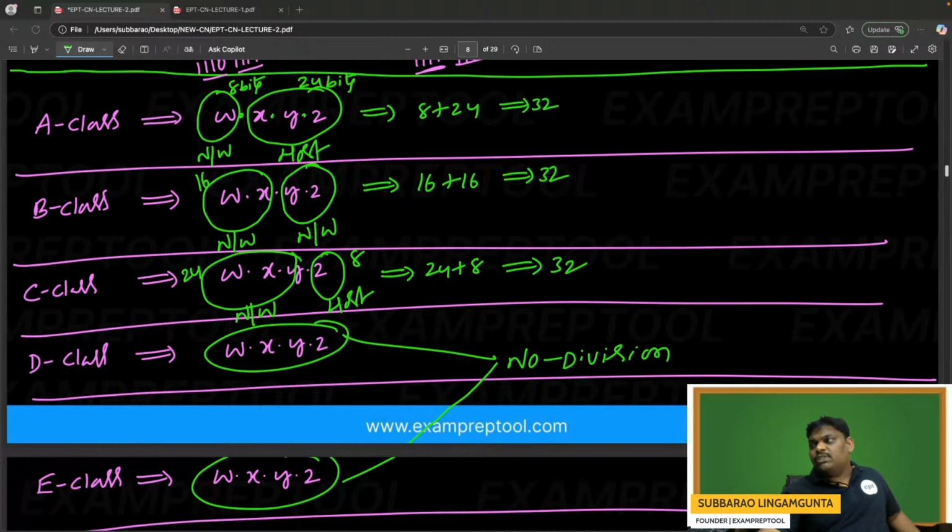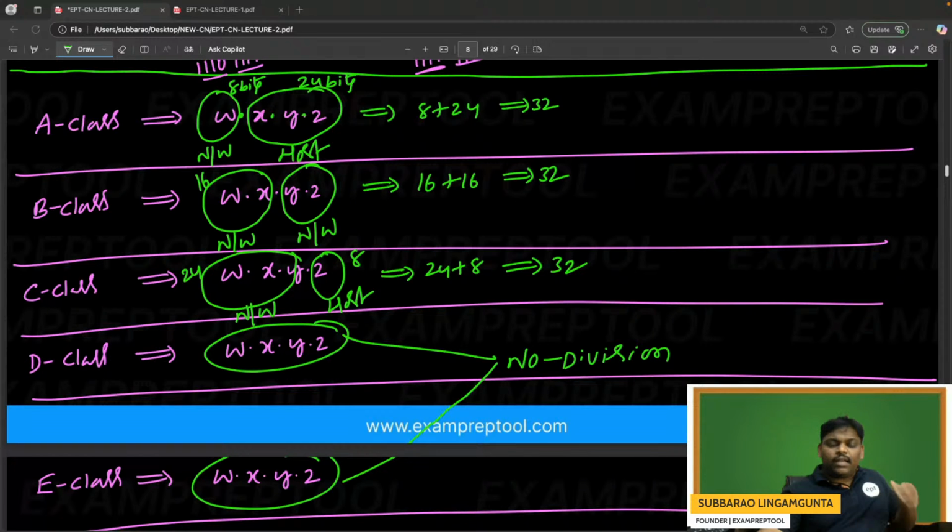In A there is a division, in B there is a division, C also has a division. But in A, how is the division? Slowly start. Network part is less. Remember one thing. In A, how is it divided? First, in A the network part is less. So what about C? I think the host part is less.